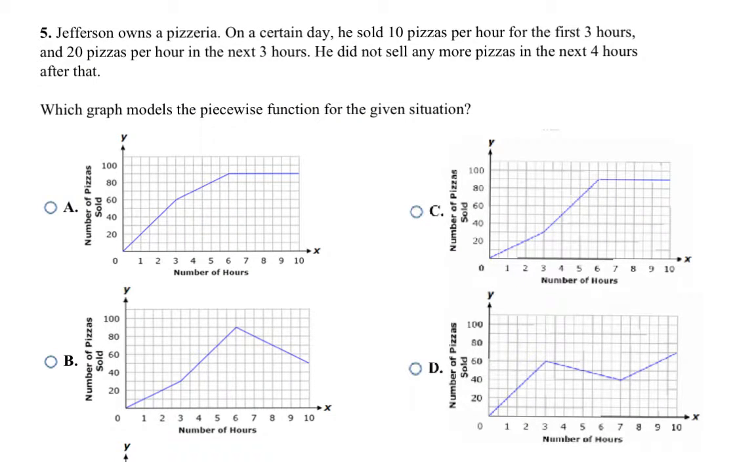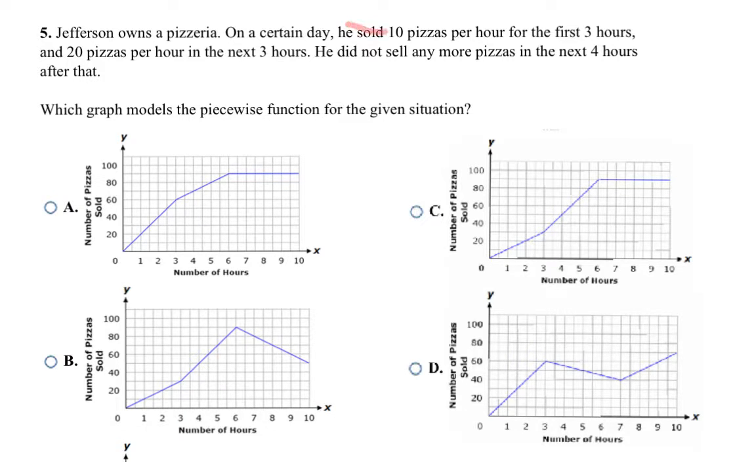This question says, Jefferson owns a pizzeria. On a certain day, he sold 10 pizzas per hour for the first 3 hours and 20 pizzas per hour for the next 3 hours. He did not sell any more pizzas in the next 4 hours after that. Which graph models the piecewise function for the given situation? So once again, just like the last problem, we're going to have to take it piece by piece and see what matches the word problem part with which graph.